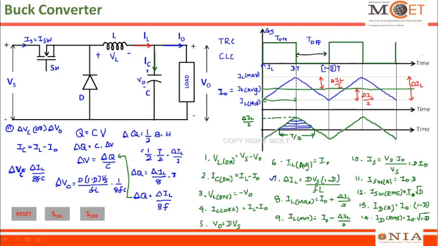So in this delta IL, I substituted expression 7. If I try to simplify this expression, I will get delta VC is equal to d into (1 minus d) into Vs, whole divided by 8 F square LC. So this is the next important expression, which is expression number 15 of this derivation.